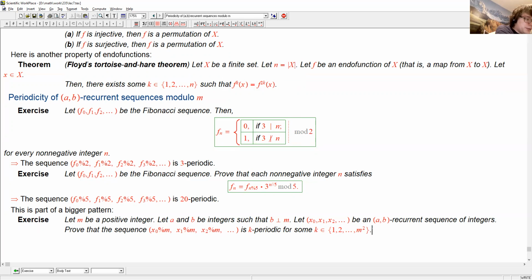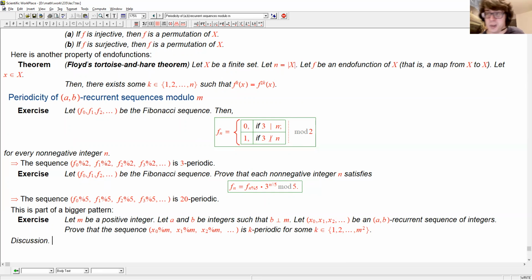And notice that you cannot that easily predict what this k will be in advance. So here, for example, it was 3, here it's 20. On the homework, you will see that this m squared is too big. You can do it with m squared minus 1, but you cannot make it smaller. M squared minus 1 is achieved, I think, for m equals 3 or something like that in the Fibonacci numbers.